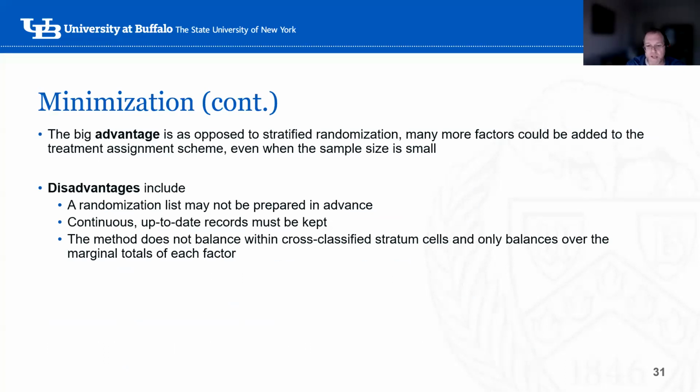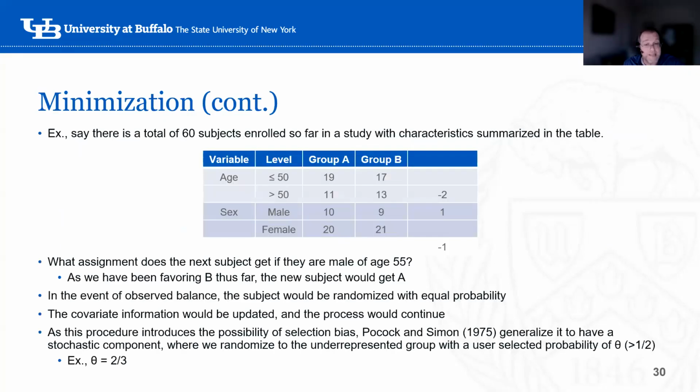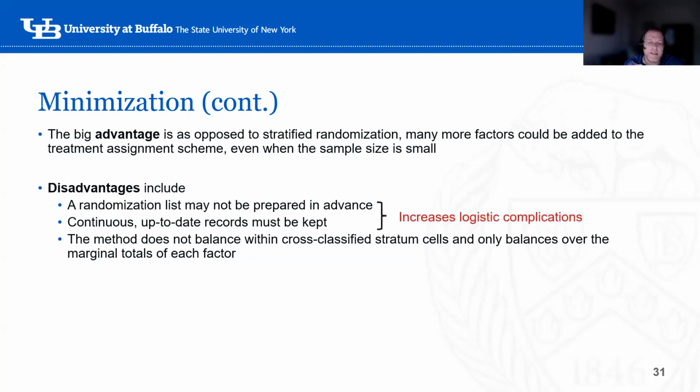There are some disadvantages here. A big disadvantage is I cannot generate the randomization list in advance. I need to keep continuous up-to-date records, because my allocation was based on this table, on the first 60 people that enrolled in my trial. That's a big disadvantage in the sense that you have to make sure that your trial is set up to accommodate that. Something like a multi-site trial might not be able to do that.